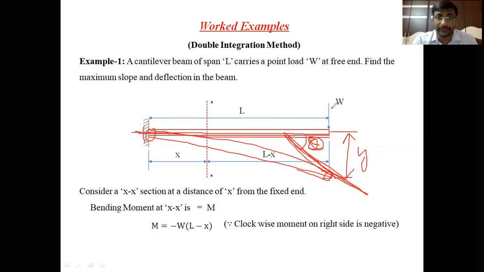After loading, if you apply the load, the beam bends like this. The slope and deflection at the fixed end are 0. And the slope and deflection at the free end are maximum values. This is the slope at the free end. This is the deflection at the free end. These are maximum at the free end. Okay.